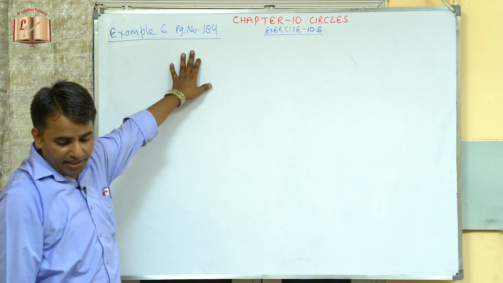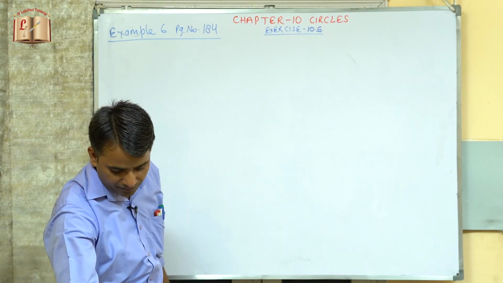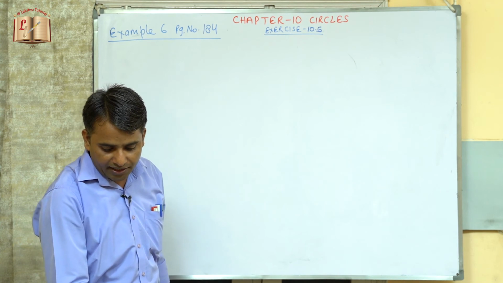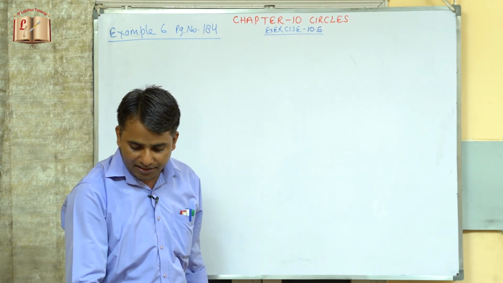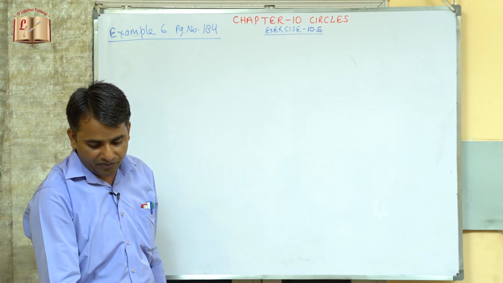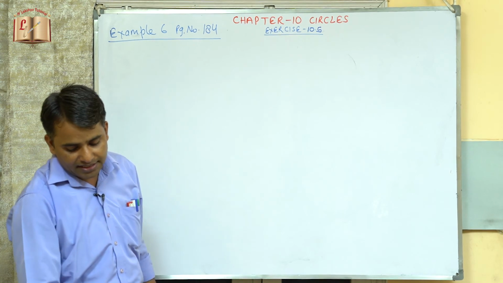Now coming to example number 6 on page number 184. This is a very important example from the exam point of view. Prove that the quadrilateral formed, if possible, by the internal angle bisectors of a quadrilateral is cyclic.